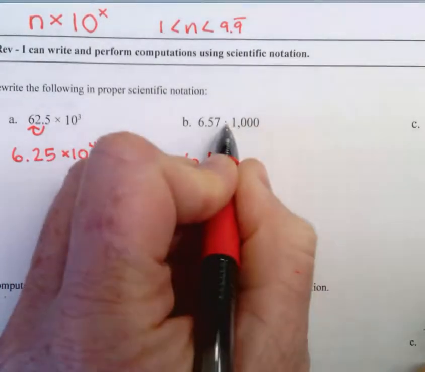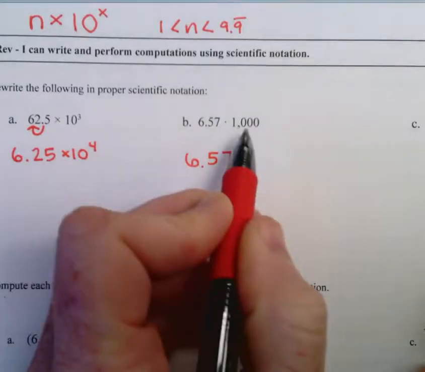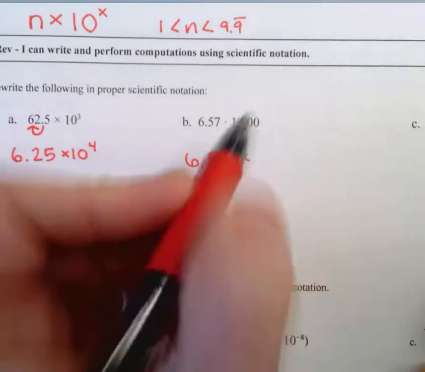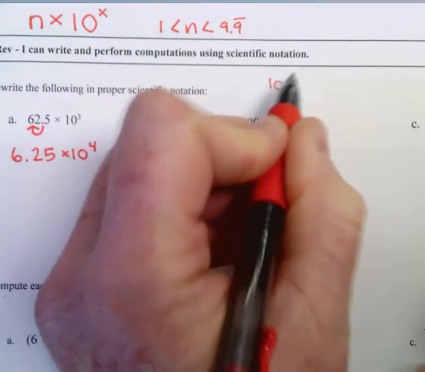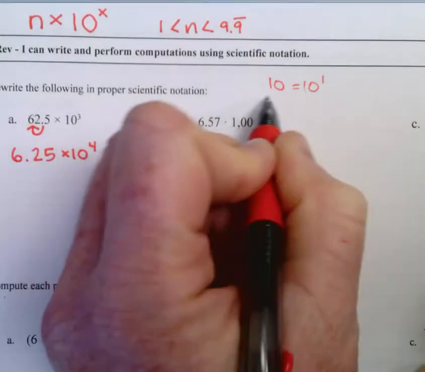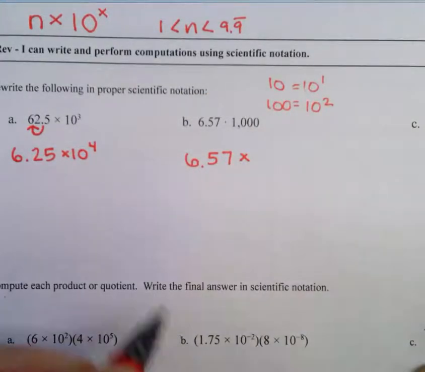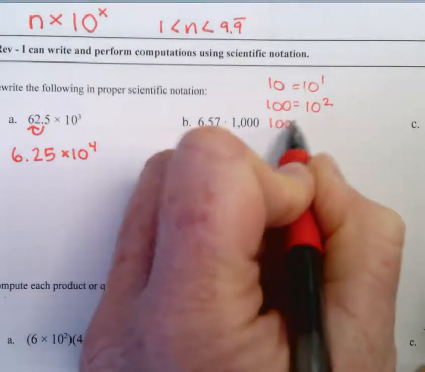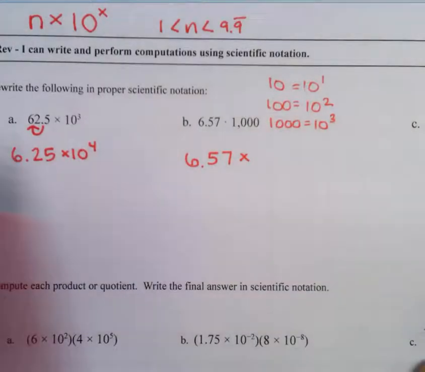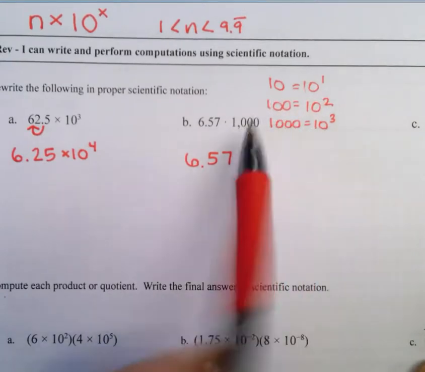This is not the correct multiplication symbol, so we write it with an X. And this is not written as a power of 10. Okay, so we know that 10 is 10 to the power of 1. 100 is 10 squared. 1000 is 10 to the third. Notice that the exponent shows you how many zeros there are. So this is 10 to the third.